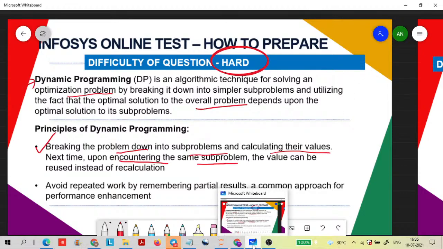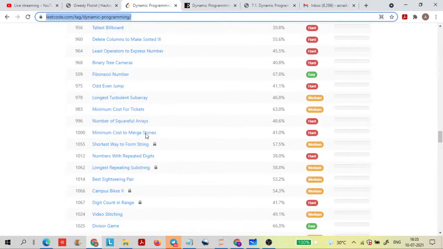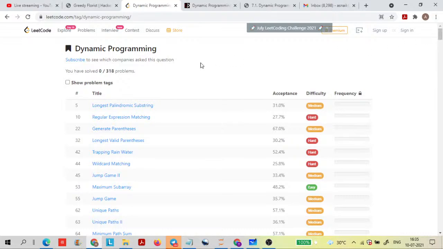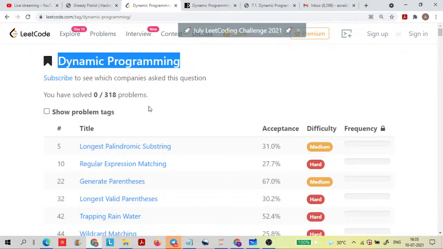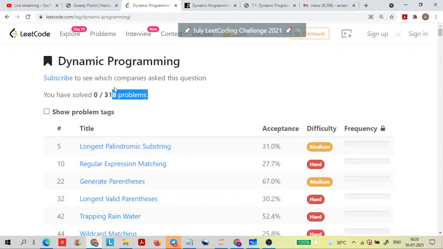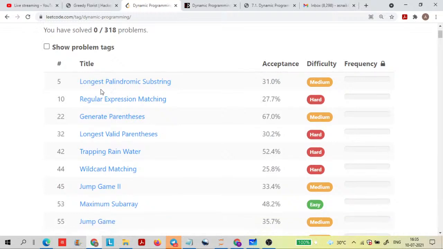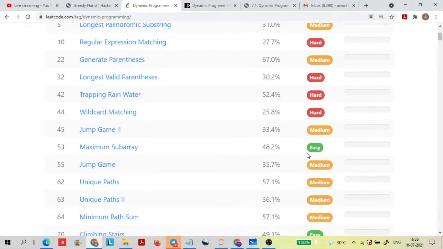See here, for dynamic programming there are thousands of questions available for practice. So this is the platform, that is LeetCode. Okay, you can go through the HackerRank platform also, and even a dynamic programming platform where you can create your account, and these are the questions that you can solve by using dynamic programming concepts. Okay, so you have around 318 problem statements, and most of the companies ask questions based upon such problem statements. So here are the titles: the longest palindromic substring, regular expression matching, generate parentheses, longest valid parentheses. So based upon the hard type and medium type questions, you can refer.